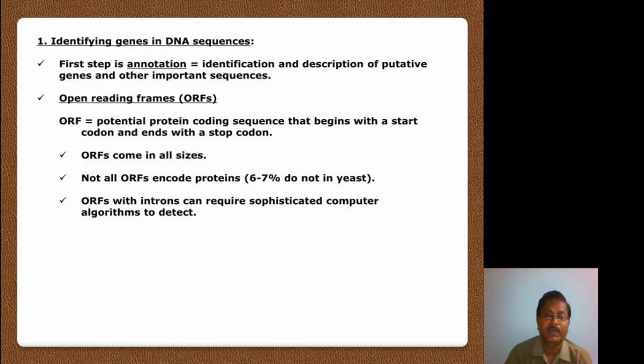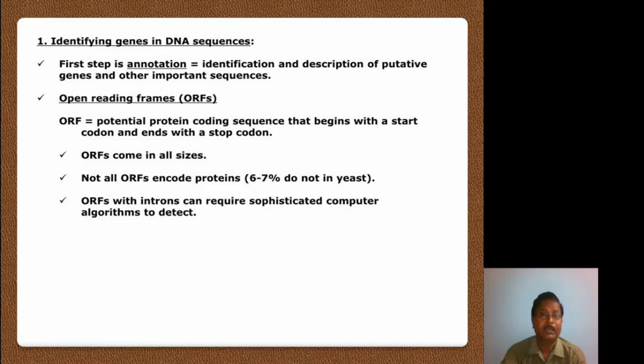For identifying genes in the DNA sequences, the first step is called the annotation step. That is nothing but identification and description of putative genes and other important sequences. The second one is ORFs, open reading frames. An ORF is a potential protein coding sequence that begins with a start codon and ends with a stop codon. ORFs come in all sizes, and not all ORFs encode proteins. About 6 to 7% do not code for protein, as was done in yeast. ORFs with introns, that is intervening sequences, can require sophisticated computer algorithms to detect.